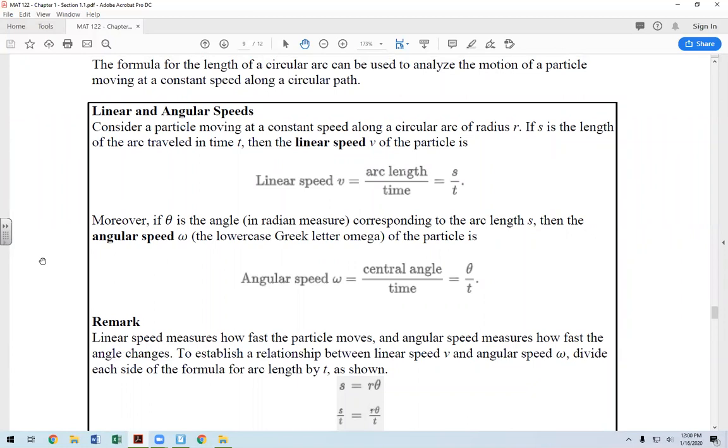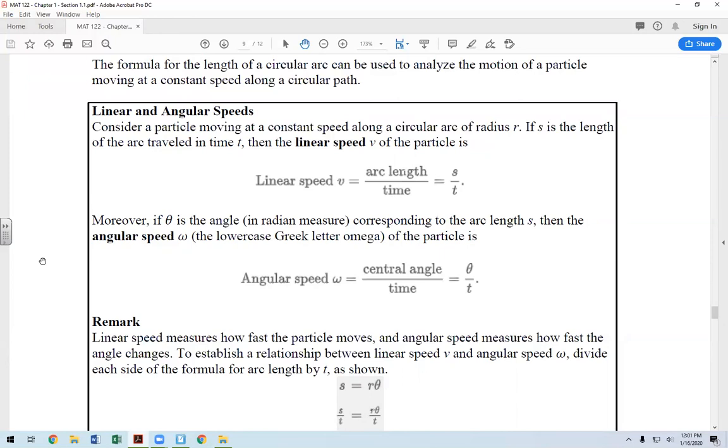As it's saying here, consider a particle moving at a constant speed in a circular arc with radius r. If s is the length of the arc traveled in time t, your linear speed, we're using little d for that, is going to be the arc length, so that's r times theta, or s, divided by t. And again, theta is the radian measurement that corresponds to the arc length.